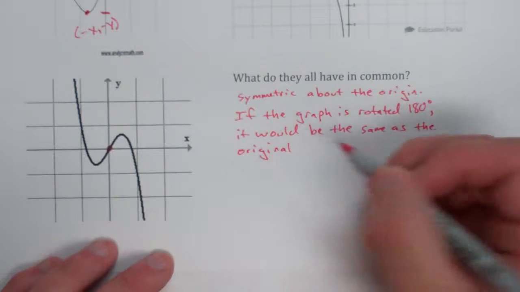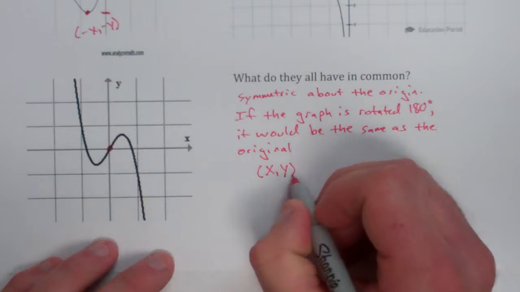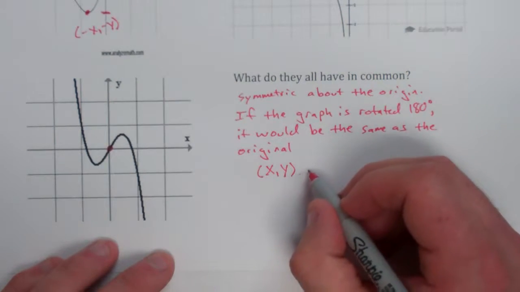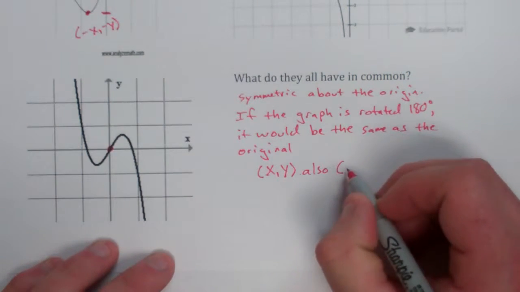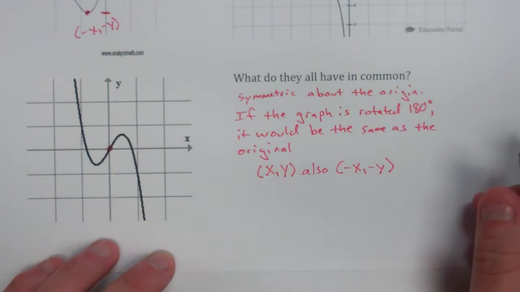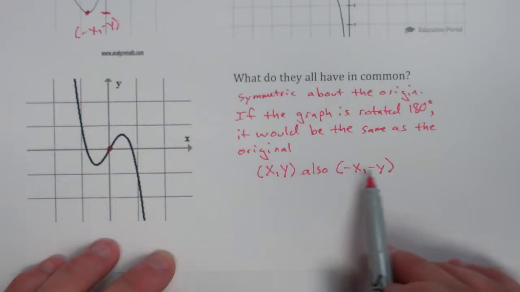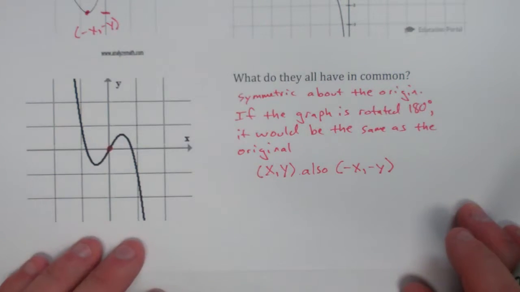Also, we can look at each individual point. If there's a point x, y that's on the graph, then also the point negative x, negative y is on the graph. And this is what we mean by the word odd. Odd is symmetric about the origin, and then point-wise, if you have an x, y, you have a negative x and a negative y that also are on the graph.